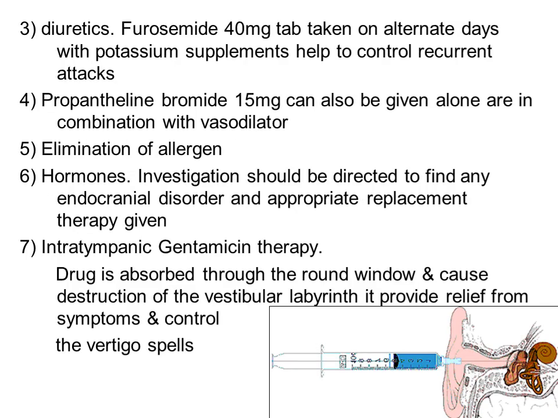Diuretics to reduce the tension in the inner ear. So furosemide 40 mg. When you give furosemide, you may have to give potassium supplements because potassium is also excreted in urine with furosemide, or sometimes you can use potassium sparing diuretics also. Propantheline bromide 15 mg can be given alone or in combination with other vasodilators.